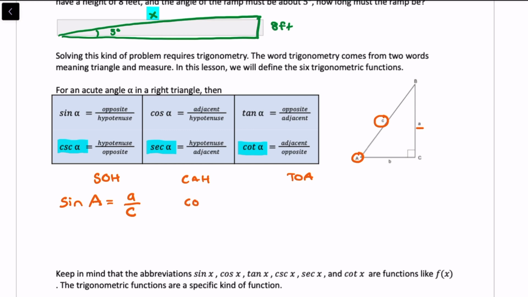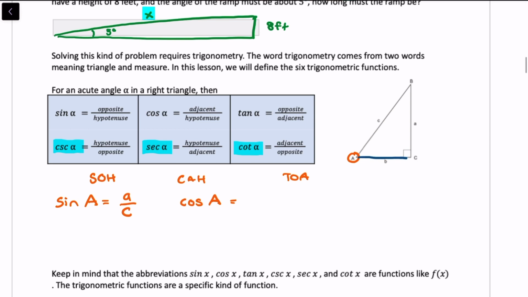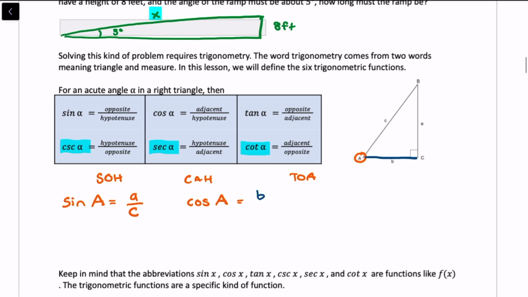If I wanted to find the cosine of this angle A, standing at angle A, adjacent to angle A is side B. The hypotenuse is still C. If I wanted to find the tangent of angle A, opposite of angle A is side A. Adjacent to angle A is B. And so that's sine, cosine, tangent.